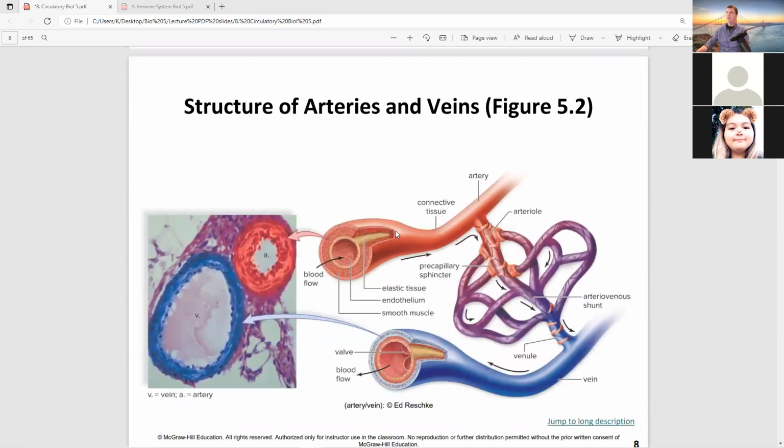So here's an image showing you an artery on top in red and a vein down here in blue. And what to note here is that there's a lot thicker tissue around the artery.